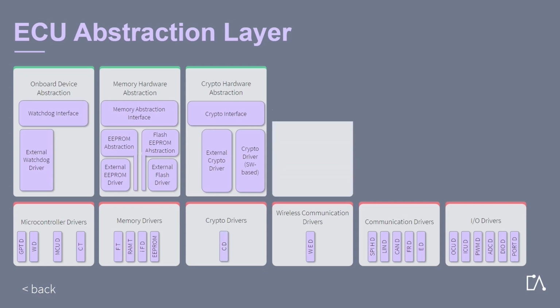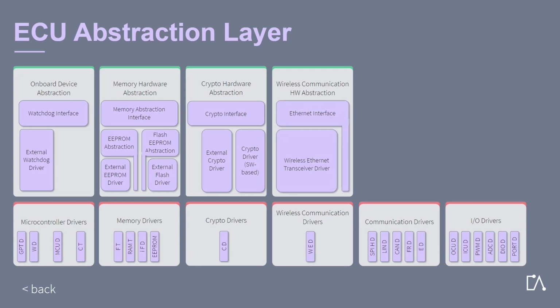The Wireless Communication Hardware Abstraction Group can be seen as part of the Communication Hardware Abstraction Group or as a separate group. The example shows how the wireless communication hardware abstraction interfaces drivers for the off-board communication services. In this example, the involved drivers are the wireless Ethernet driver, the SPI handler driver and the DIO driver.